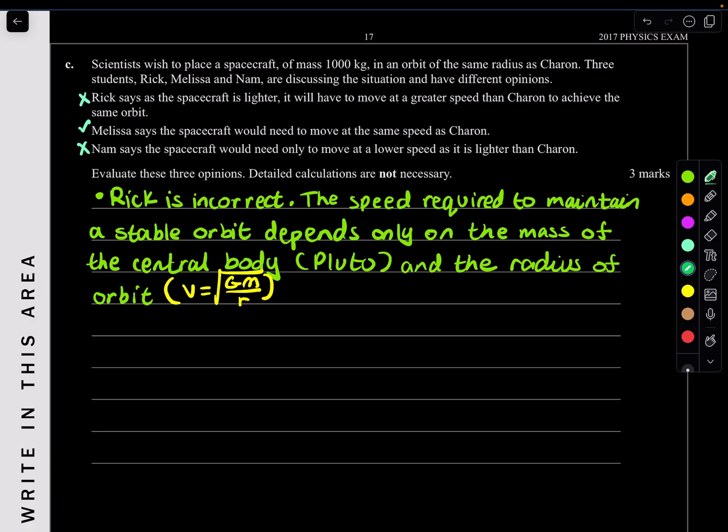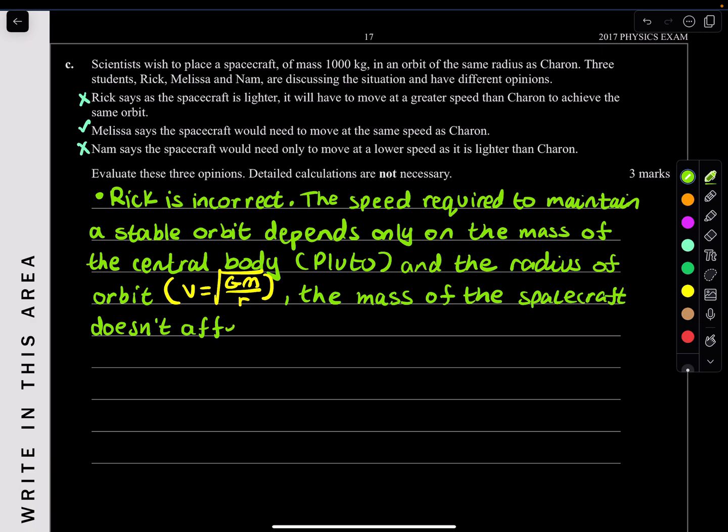And so the mass of the spacecraft doesn't affect the orbital speed. That's it. So this here, we've answered in detail why Rick is wrong.